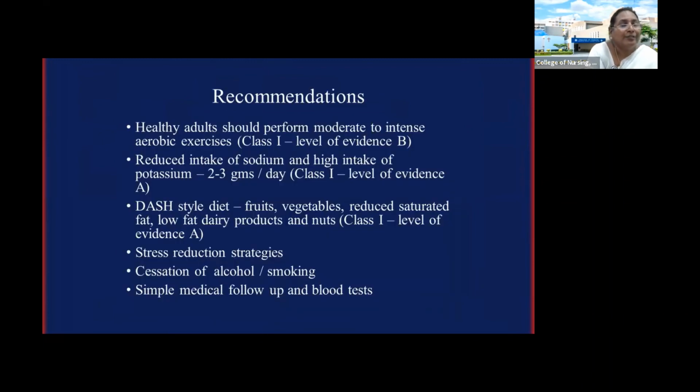So the recommendations for primary prevention is healthy adults, all of us should perform moderate to intense aerobic exercises. Definitely a half an hour walk is needed for everyone, and that is class 1, level of evidence B. Reduced intake of sodium and high intake of potassium is recommended. 2 to 3 grams only is recommended per day. That comes up to 1 teaspoonful. That is all we must take per day, including breakfast, lunch, dinner, everything.